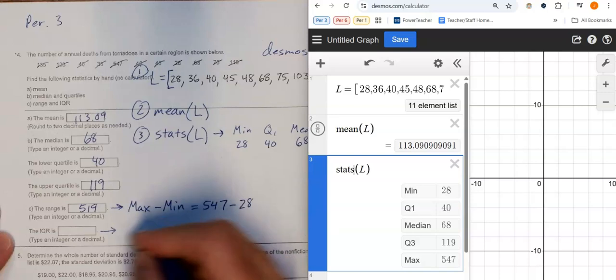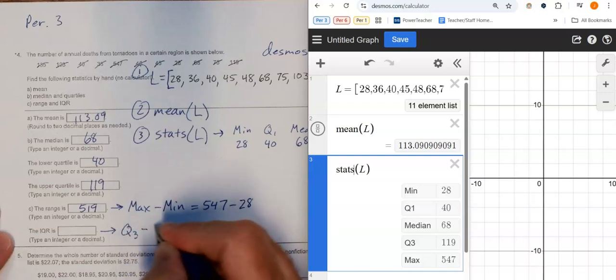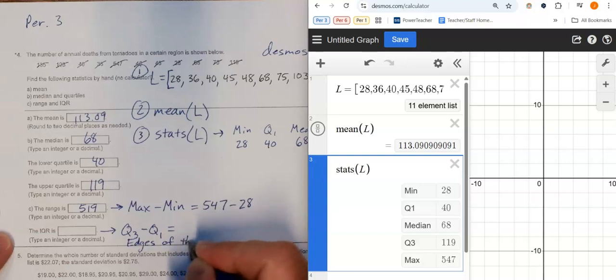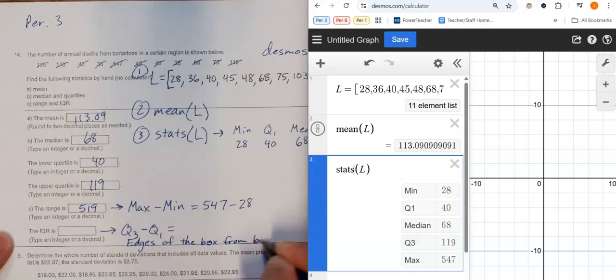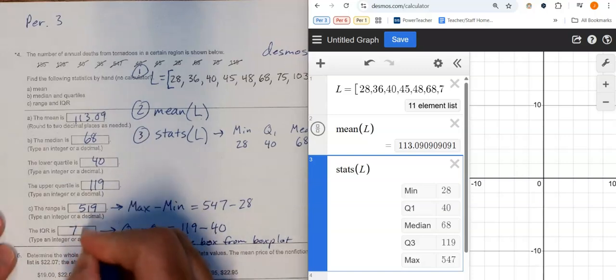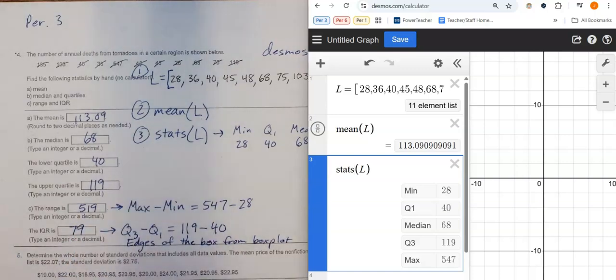Interquartile range, IQR is Q3 minus Q1, that's the edges of the box from the box plot. So 119 minus 40. Watson, what do we get from that? 79 is correct. Please make sure you have your notes filled out for that.